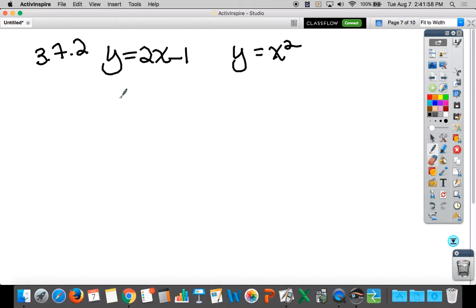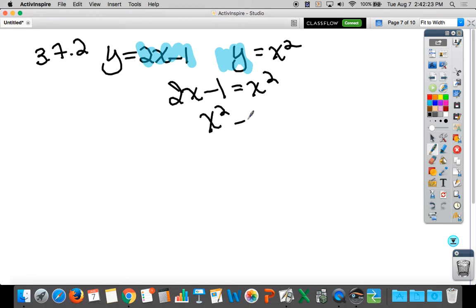What can I do here? Because I don't have a number this time. I can still plug it in. Plug it in, plug it in. Okay. I've got y is 2x minus 1, so I can put 2x minus 1 right there, equals x squared. I know I have a what? Quadratic. So x squared minus 2x plus 1 equals 0.